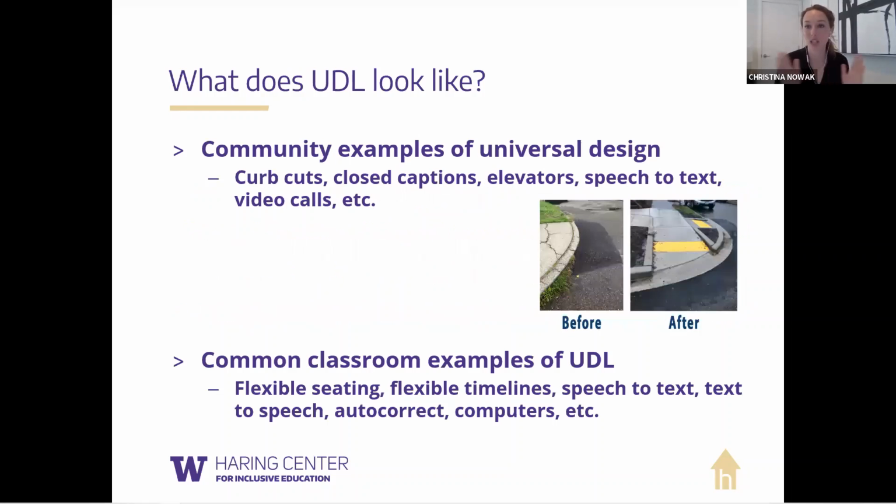Let's look at UDL and examples in the community. So looking at community or society examples, some of the most common examples of universal design in the community are curb cuts, closed captions, elevators, speech to text, video calls, etc. So if we see in our imagery here, we have a before of a curb and we have the after when it's the cut. And just think about how many people that one decision has helped, right?